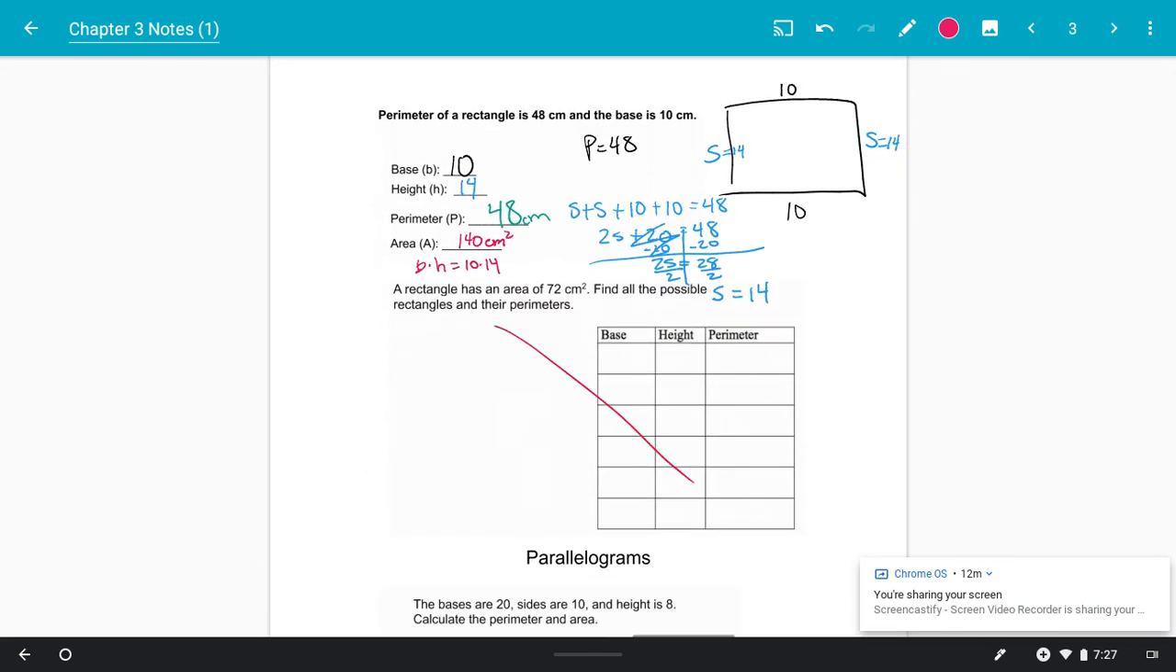I think I'm going to skip this for right now. We can go through it in class if you would like, but basically you're going to find every rectangle that multiplies to 72 and then add up the sides to find the perimeter. So like 1 and 72 has the area. So this would be 72 plus 72 plus 1 plus 1. 2 and 36. So this would be 36 plus 36 plus 2 plus 2, and so on and so forth.